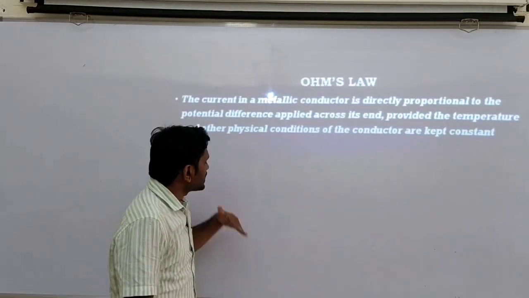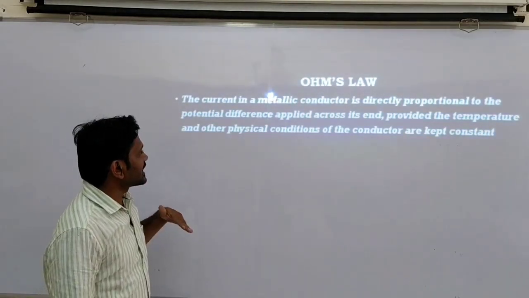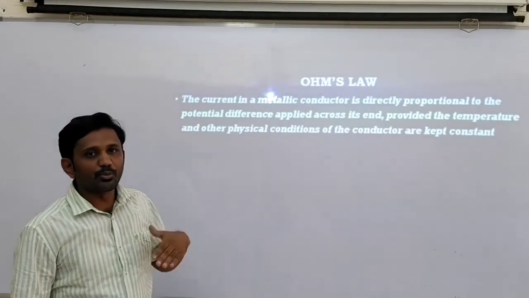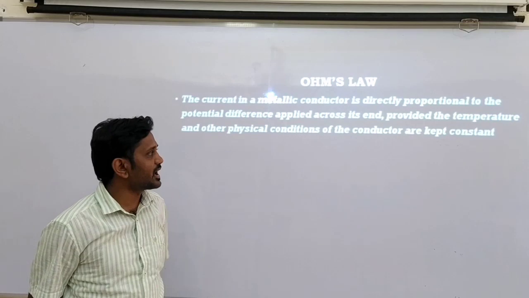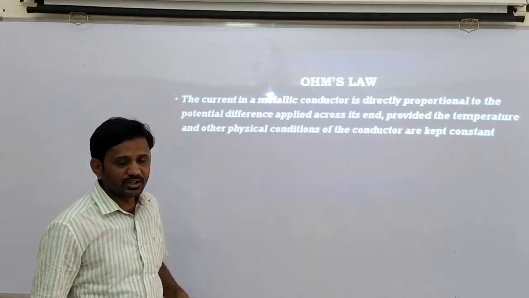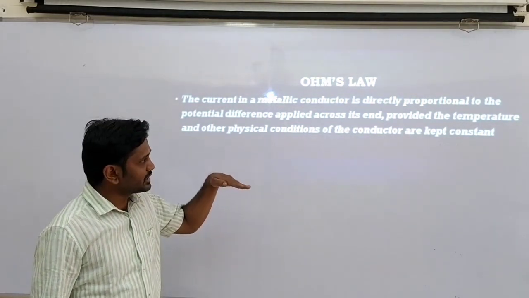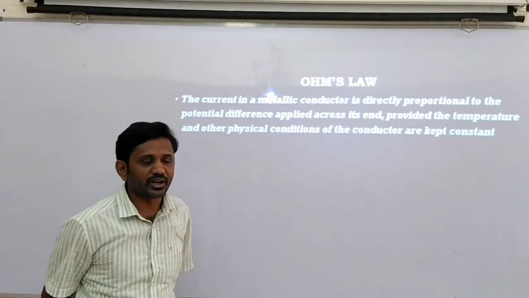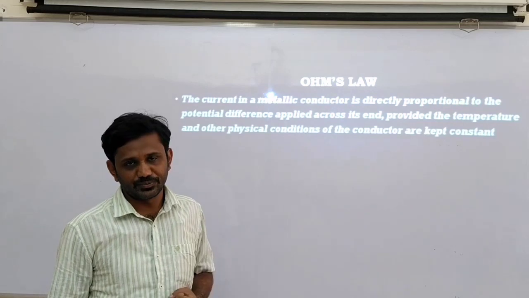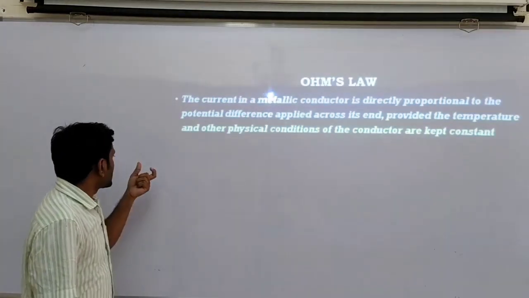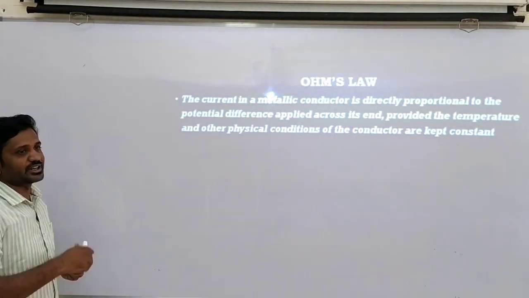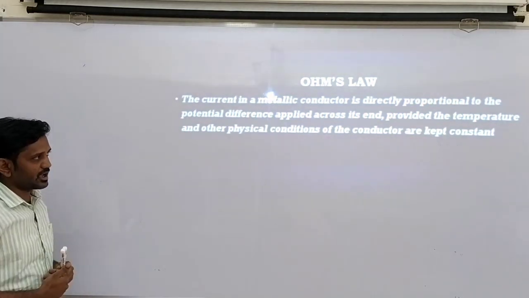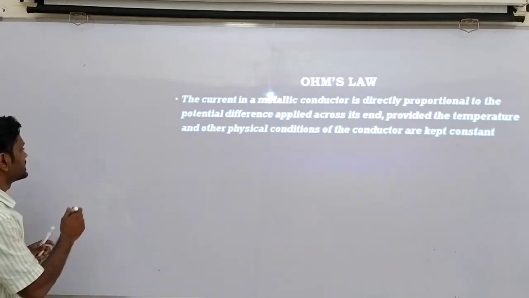Ohm's law states that the current in a metallic conductor is directly proportional to the potential difference applied across its ends, provided the temperature and other physical conditions of the conductor are kept constant. See, the current in the metallic conductor is directly proportional to the potential difference applied across its ends.